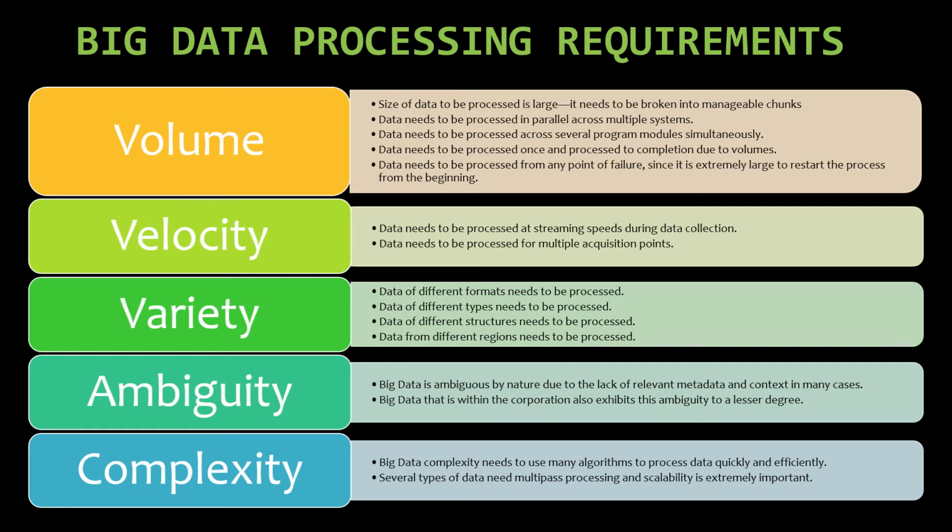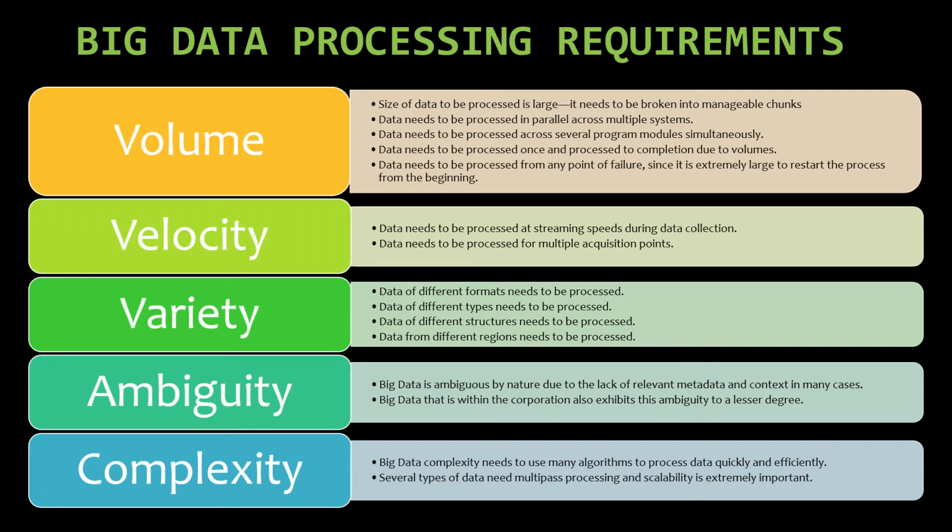We start with the requirements based on volume. Volume means the size of the data that needs to be processed is large, so of course, that's why we call it big data. Data needs to be processed in parallel, same as the generic architecture before this. Data needs to be processed across several programs and modules. Data needs to be processed once and processed to completion due to volumes. And lastly, data needs to be processed from any point of failure, so it has to be fault tolerant.